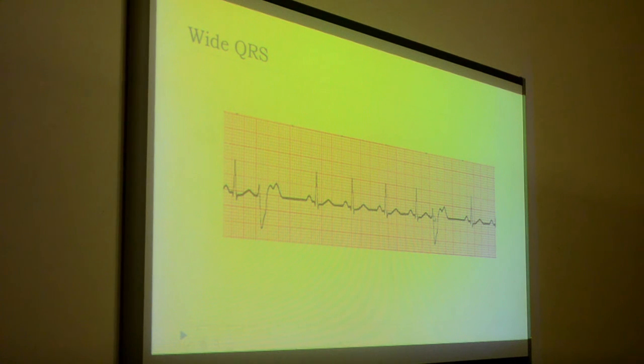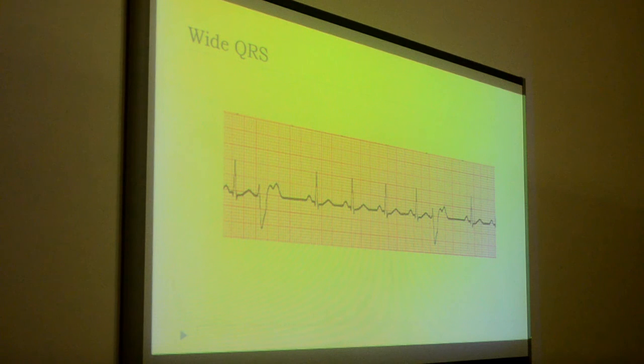It's wide. And look at the axis. As someone clearly mentioned from above, the axis would be different. Why? Because now the impulse is coming from the ventricle in a different area. So that's why it's not following the normal axis. Ischemia could be a reason.